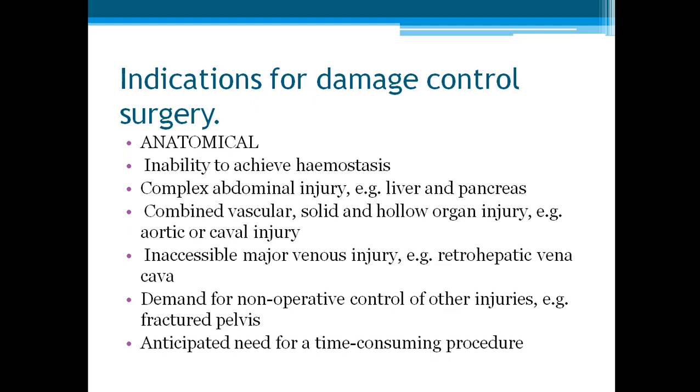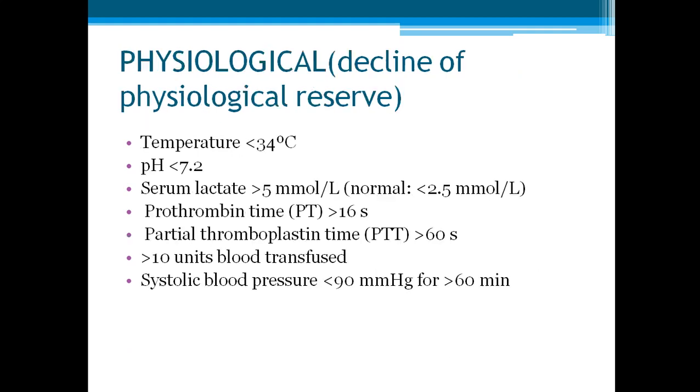Combined vascular, solid and hollow organ injury, for example, aortic or caval injuries associated with hollow organ injuries. So a complex injury. Inaccessible major venous injuries, retrohepatic vena cava. Demand for non-operative control of other injuries, for example, fractured pelvis, and you anticipate that it is a time-consuming procedure. So these are some of the indications for damage control surgery.